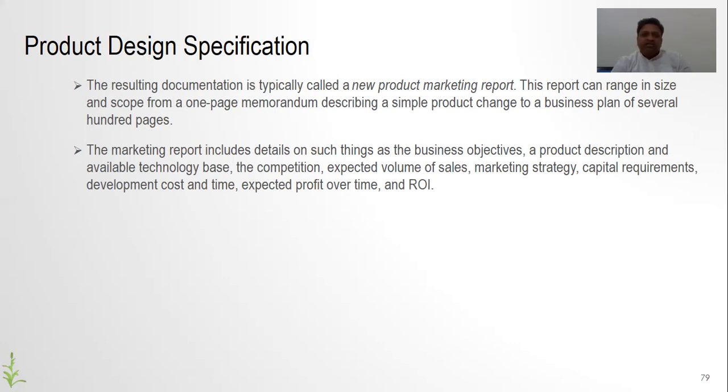This report can range in size and scope from a one-page memorandum describing a simple product change to a business plan of several hundred pages. The marketing report includes details on such things as business objectives, product description, available technology base, the competition, expected volume of sales, marketing strategy, capital requirement, development cost and time, expected profit over time, and ROI, break-even point as well.